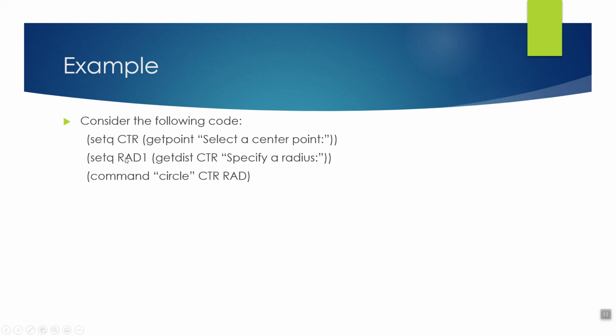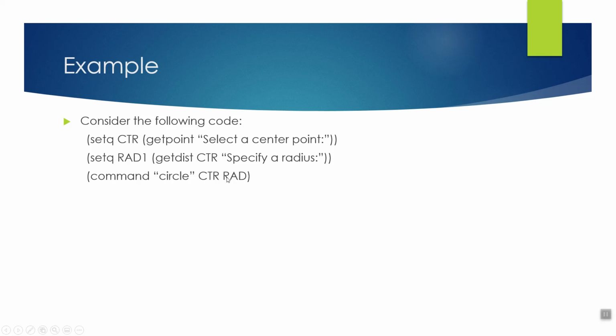The next one says set Q rad1 get distance. This is another one of those get functions: get a distance. The CTR right here tells the computer, hey, measure from this point created here and make the rubber band. We'll show this in a little while when we come back to actually programming this. Specify a radius, and then this is the last one here, command. This is our function. We're going to draw a circle, so circle has to be in quotation marks because that's what you would type at the command line. And then CTR is this first variable, and rad is this second variable.